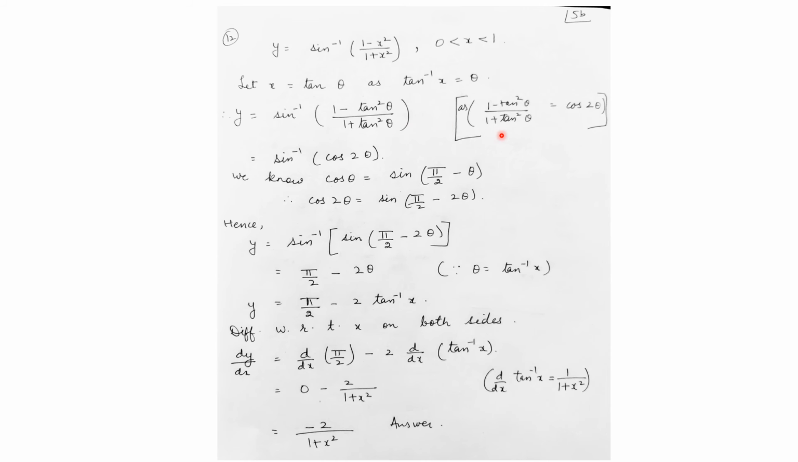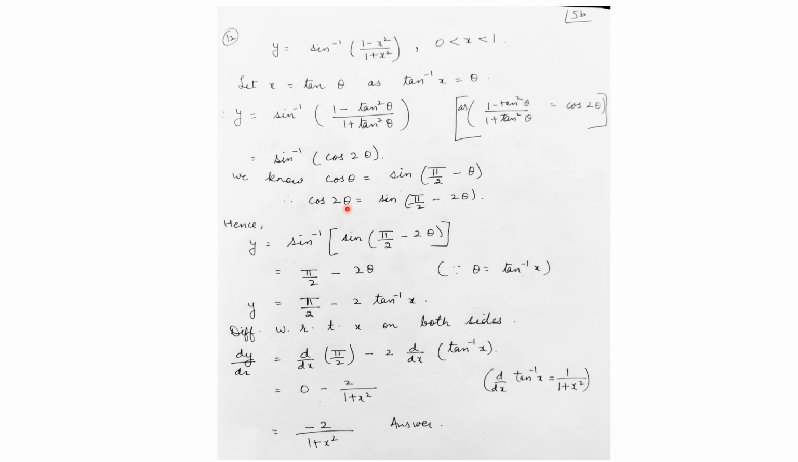Now another formula to memorize is 1 minus tan square theta upon 1 plus tan square theta is cos 2 theta. Kindly substitute the value. You will get y is equal to sine inverse cos 2 theta. Now we know that cos theta is equal to sine of (pi upon 2 minus theta). Another formula you have to learn. But here in the question we have 2 theta. So if cos theta is this, cos 2 theta is going to be automatically sine of (pi upon 2 minus 2 theta). Wherever theta is written, you write 2 theta.